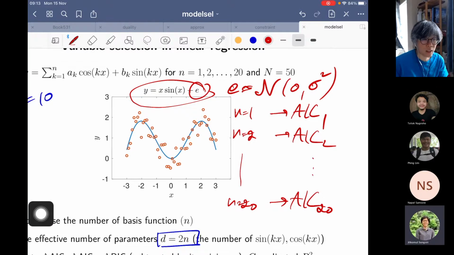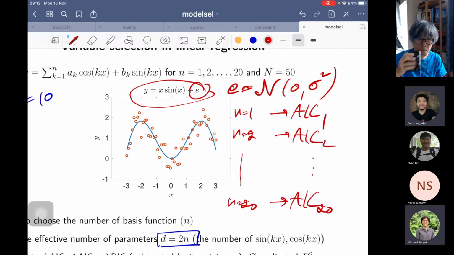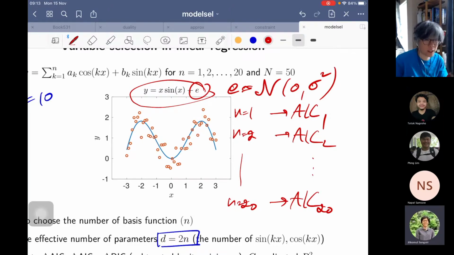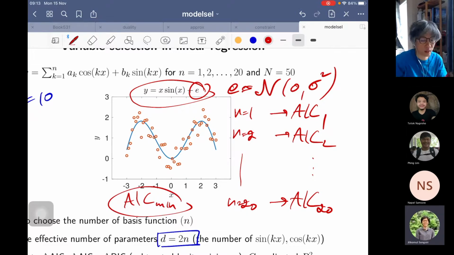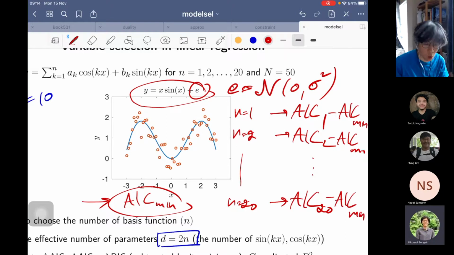And what do we do with these scores again, Totok? After we vary the model complexities, what do we do with these scores? We pick the model. Yes, we compare and choose the lowest one. We pick the order that achieves the minimum AIC. From the numerical values, you can calculate the minimum one. But then I can also subtract the minimum one from all the scores, and I call it delta AIC 1, delta AIC 2.